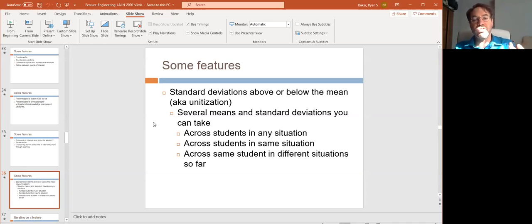You can look across students in the same situation, which might mean the same knowledge component or skill or the same video. If you're trying to decide whether people are watching videos for long enough, it matters how long the video is. You can also look across the same student in different situations. If you've got a student who's usually working quickly and suddenly they're working very slowly, it might mean something different than a student who frequently works slowly. And so on and so forth.